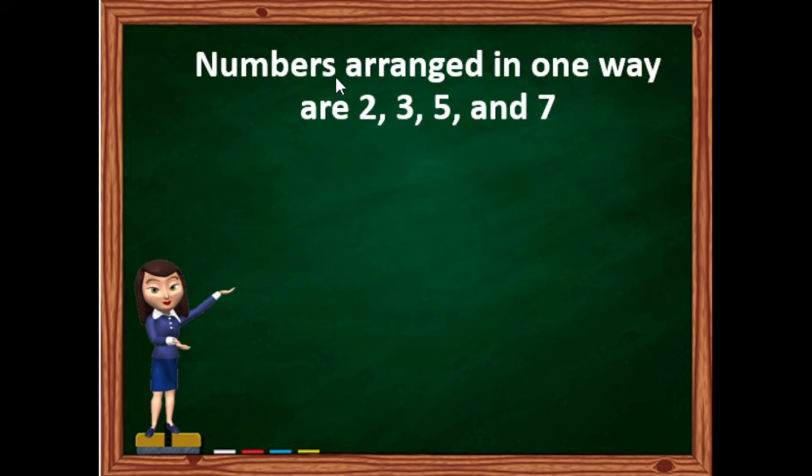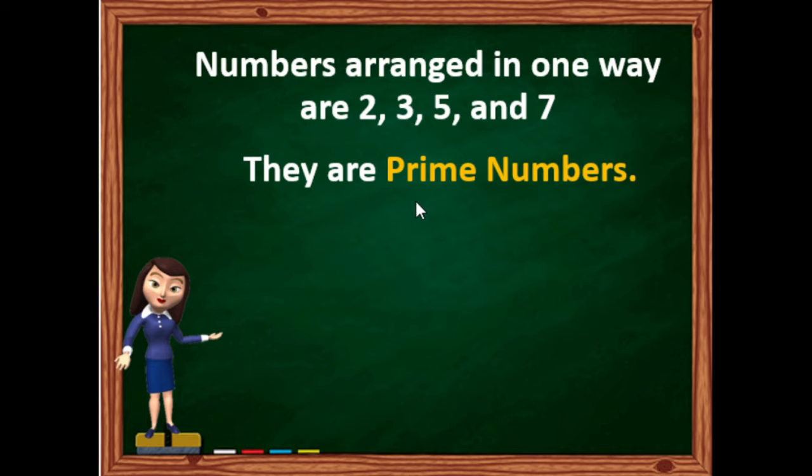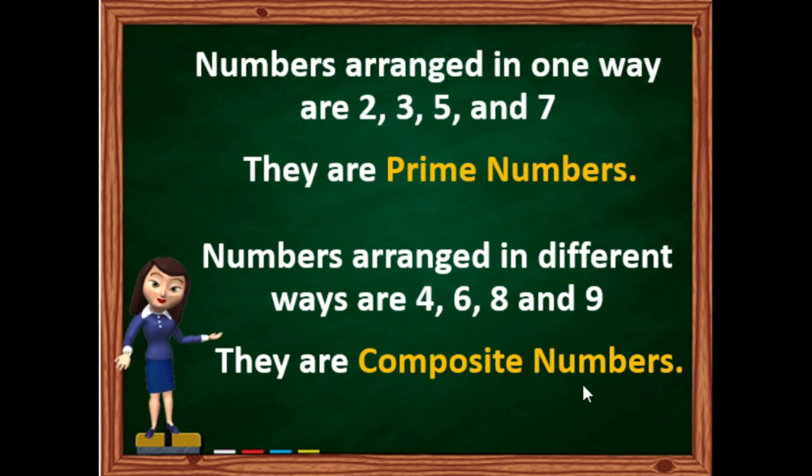If the numbers are arranged in one way, we are talking about factors here. If the numbers arranged in one way are numbers 2, 3, 5, and 7, they are called prime numbers. But if numbers are arranged in different ways, like 4, 6, 8, and 9, they are composite numbers. Prime numbers, composite numbers. Okay.